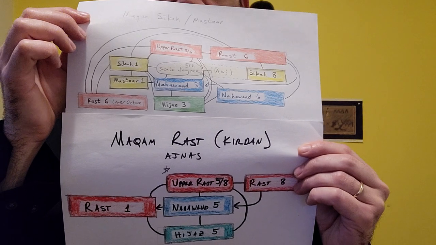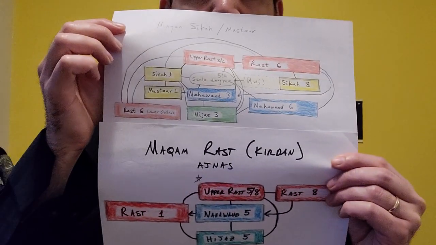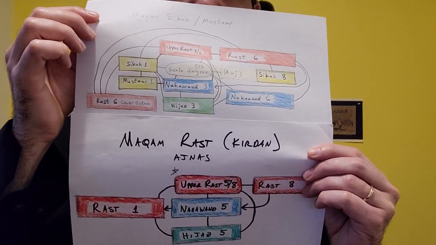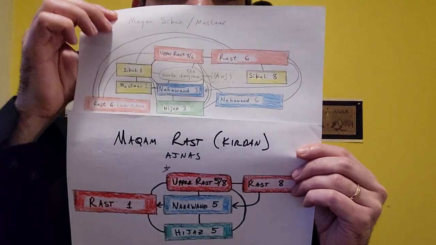You might hear duka, yeka. Those are also names. Jiharka is another one we're going to talk about. That means fourth note, jiharka. Anyway, so sika is specifically the third note of rust in Arabic music theory.